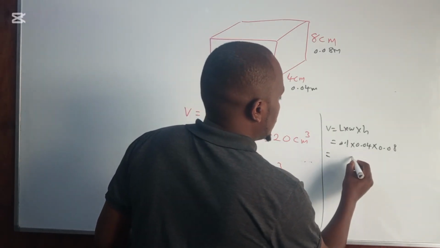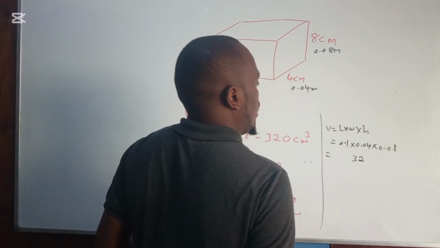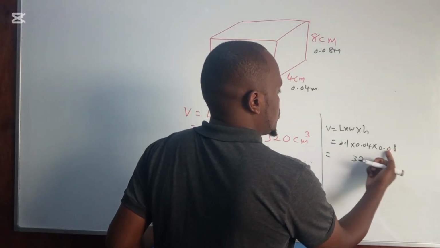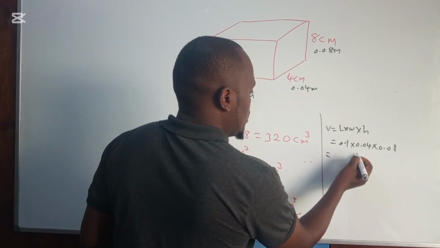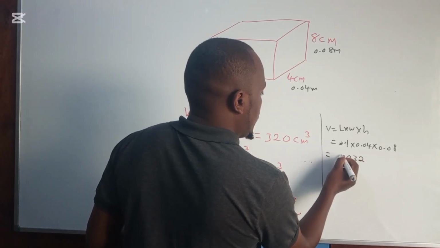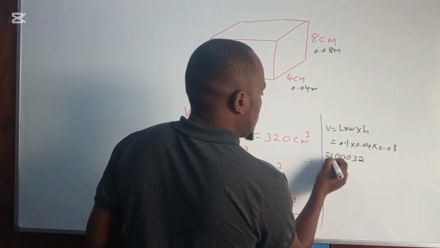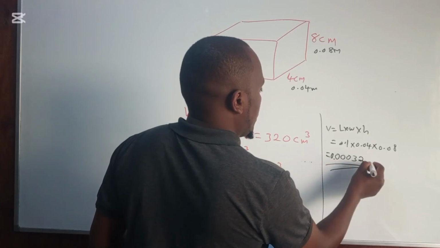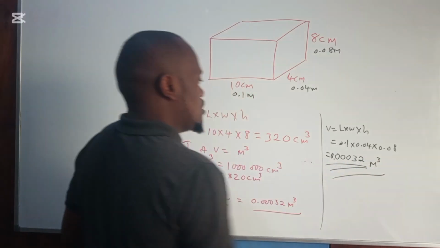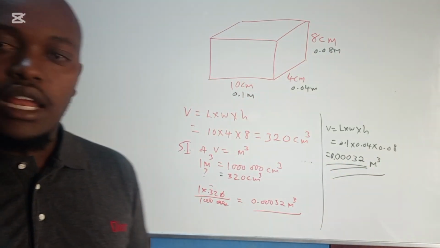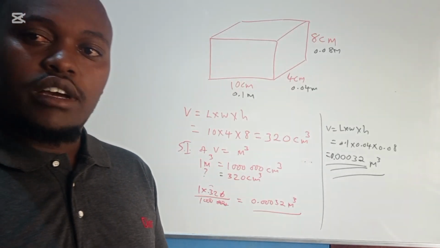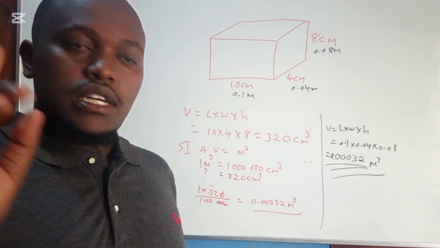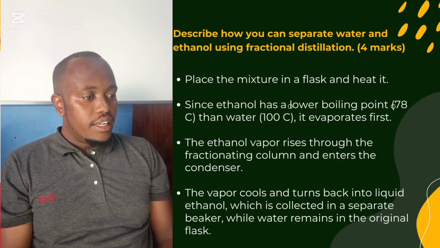So you would have 32. However, we have how many decimal places? 1, 2, 3, 4, 5. So you would go 1, 2, 3, 4, 5. This would be the answer. So whichever method you would like, you can use either. However, I hope you have understood the conversion and everything. Yes.